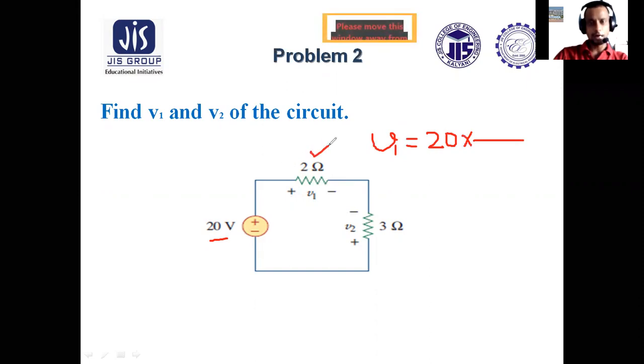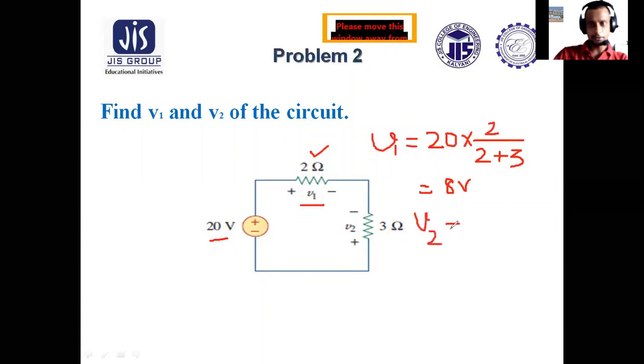In case of current divider rule, the opposite resistance will be there in the numerator, but in case of voltage divider rule, that resistance will be there across which voltage is to be determined. Divided by 2 plus 3. So these are the sum of resistances. So as per voltage divider rule, this will be 8 volt.